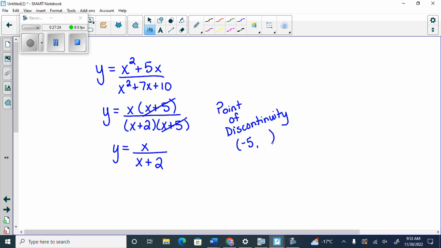Go back to my rules. If I have an x plus 2 in the bottom, what does that get me? Vertical asymptote, right? Your x equals gets you vertical. So I'm going to get a vertical asymptote at x equals negative 2. How do I get my horizontal asymptote? Leading coefficients, because degree 1, right? So my horizontal asymptote is going to be what?